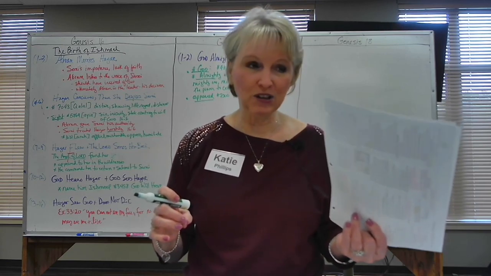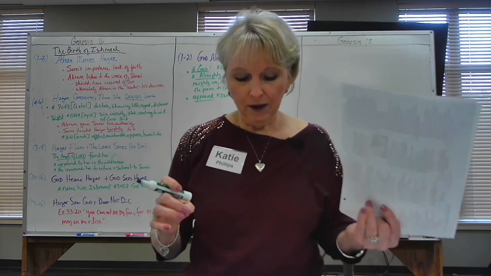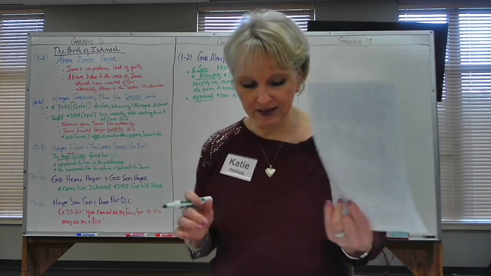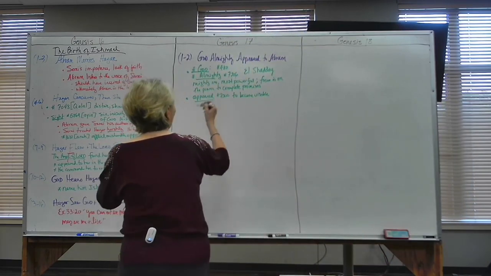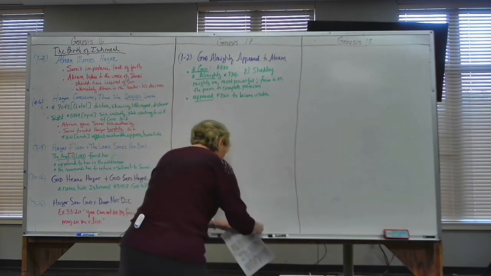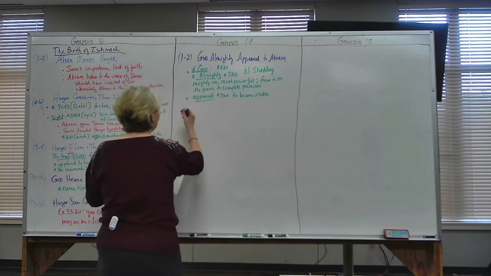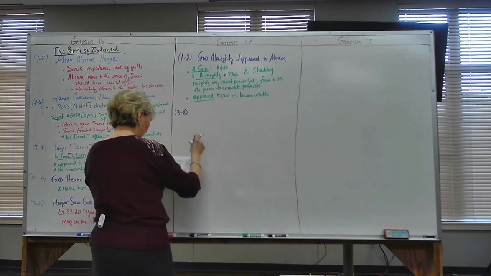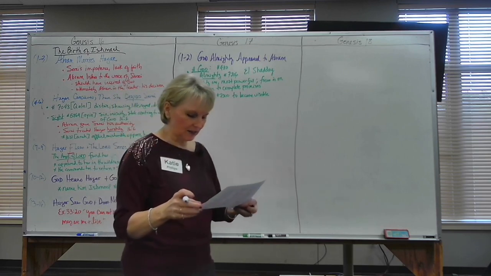This is not going to be too much fun for poor Abram. But he's letting him know there's going to be a sign of this covenant. So in 1 and 2, God Almighty appears. Then the next segment starts in 3 and goes to 8. And what's going on in the next part of this?